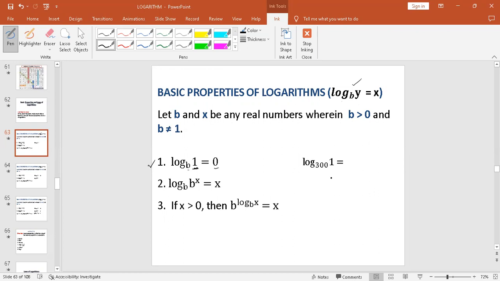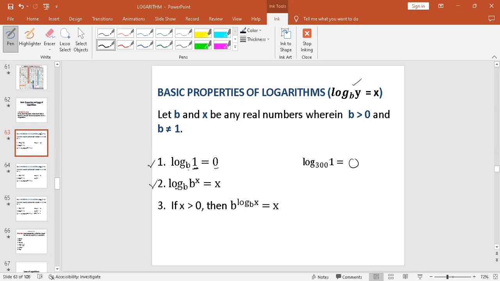Okay, say for example, you have log of 1 to the base 300. So the answer here is 0. So that is property number 1. Let's have property number 2.